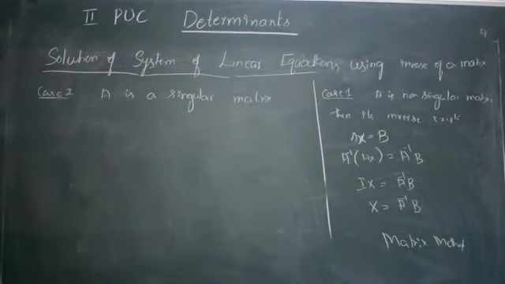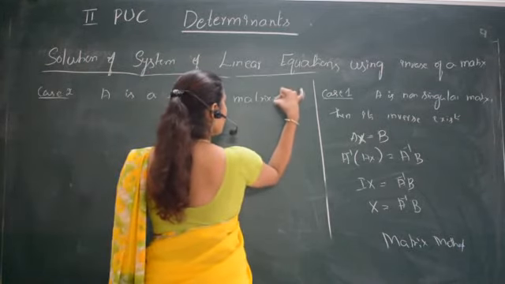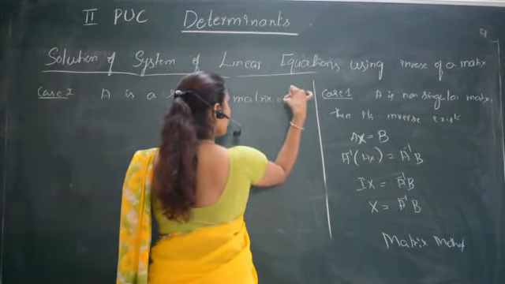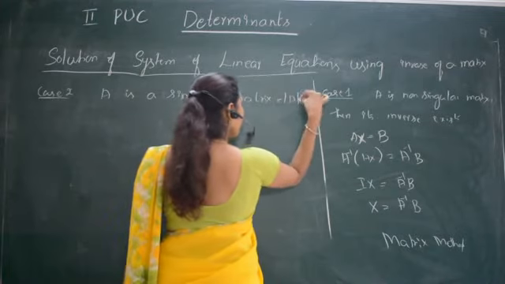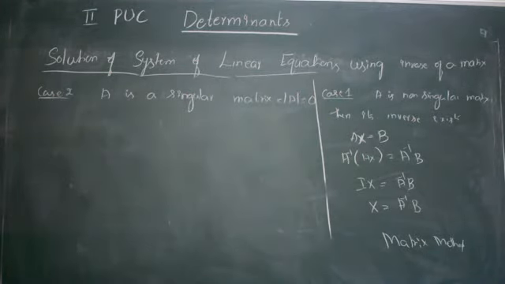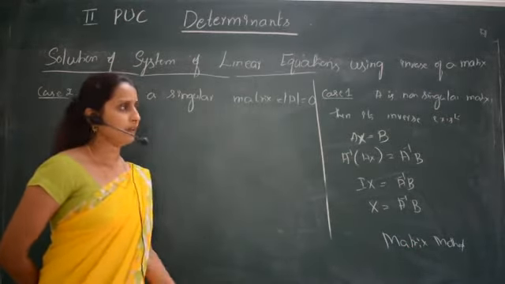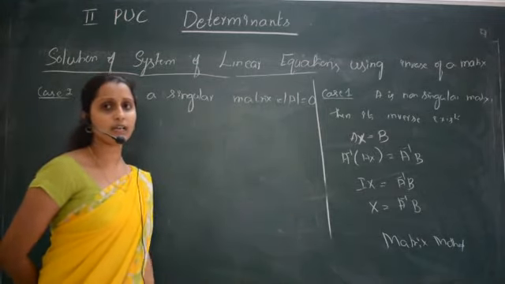Case 2, A is a singular matrix. If A is a singular matrix, what is the conclusion? The determinant of A is equal to 0. If it is a singular matrix, then the determinant of the given matrix is equal to 0. So in that case, if it is singular, we know that the inverse does not exist.